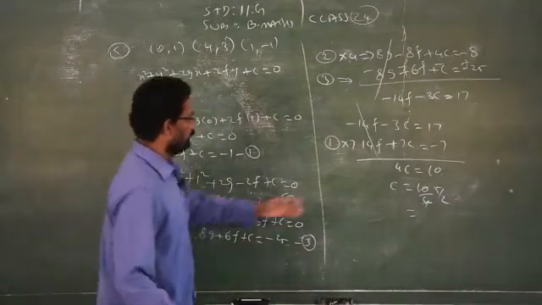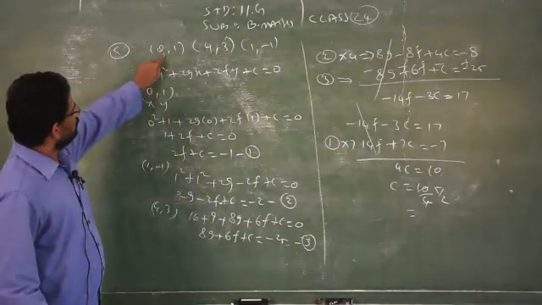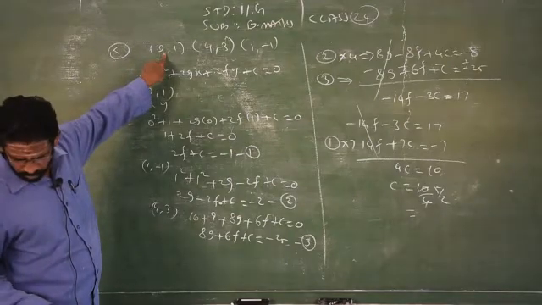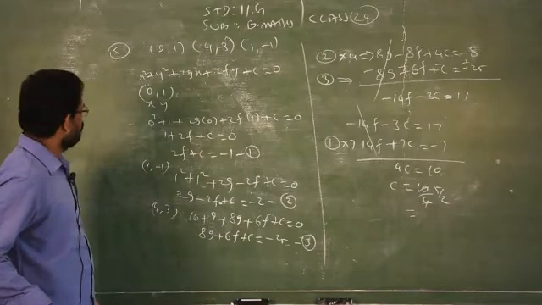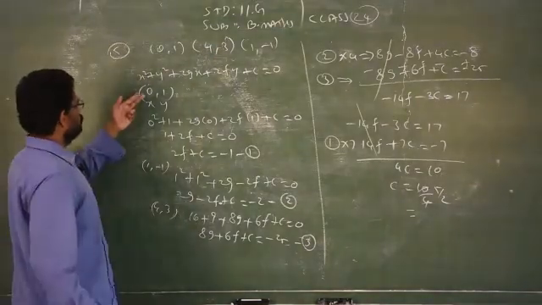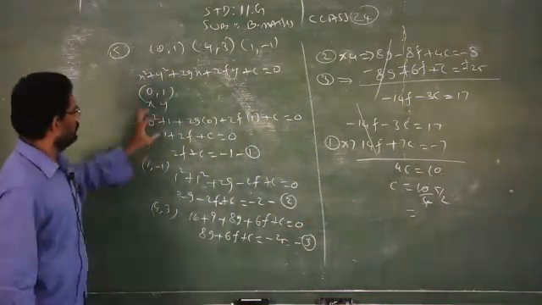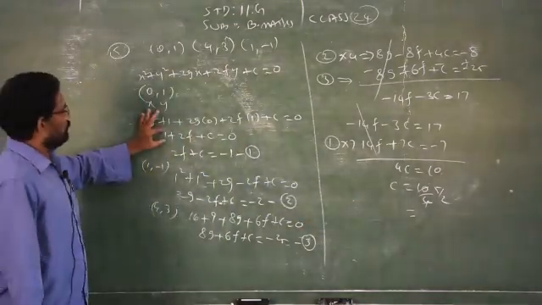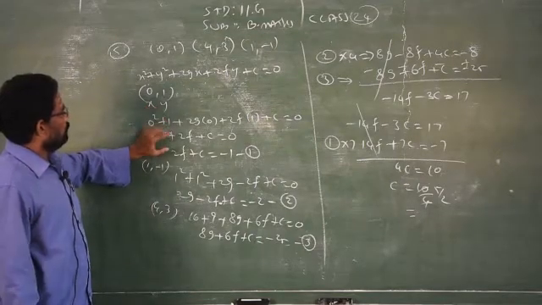So after finding everything, we will check whether it is correct or wrong. See that 0 comma 1, 4 comma 3 and 1 comma minus 1 are given. Check from this, because I got a fractional format. You please check whether it is correct or wrong.